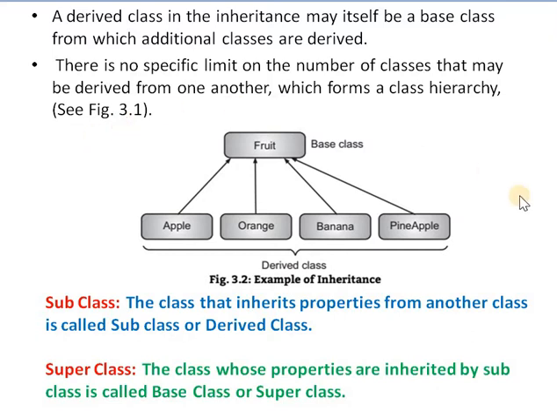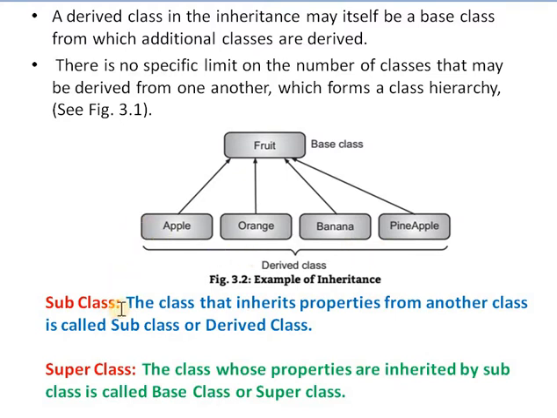This is also an example of inheritance, where fruit is a base class, and from that base class multiple derived classes are created, like apple, orange, banana, and pineapple. These are the derived classes. These derived classes copy the attributes or properties of the base class. The base class has some common properties that can be absorbed by the derived classes.